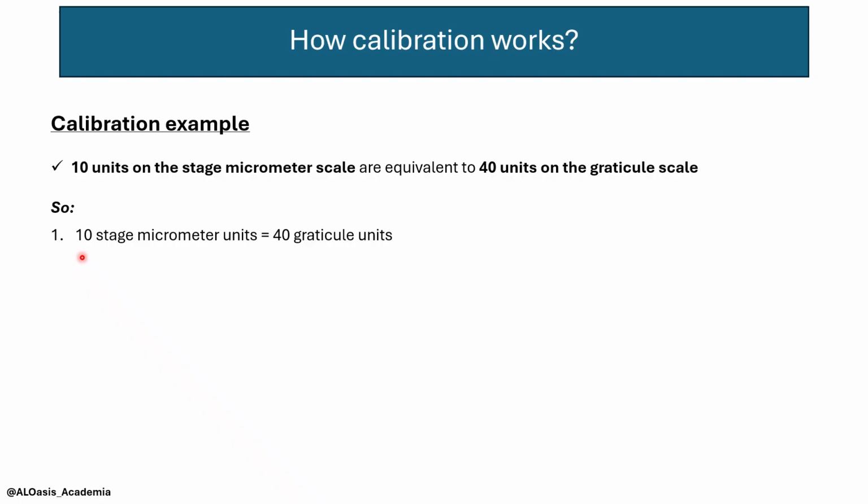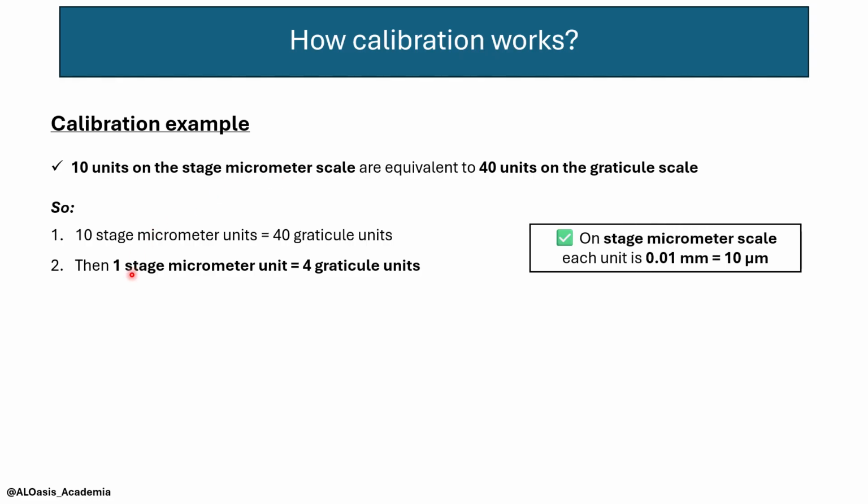What we now know is that 10 stage micrometer units equals 40 graticule units, and that was already given in the example. The second step is to find out what one stage micrometer unit equals, because we have here 10 stage micrometer units equals 40. So if we divide this side by 10 and this side by 10, you will find that one stage micrometer unit equals 4 graticule units. The thing you always need to remember, as we said previously, is that on a stage micrometer scale each unit equals 10 micrometers. You need to remember that. Each unit on a stage micrometer equals 10 micrometers.